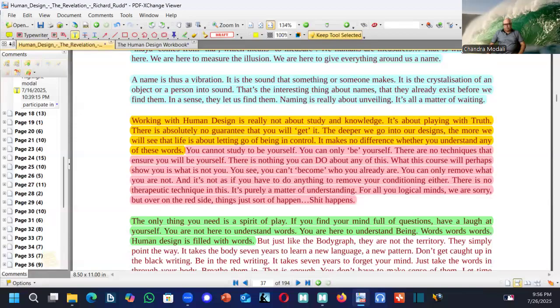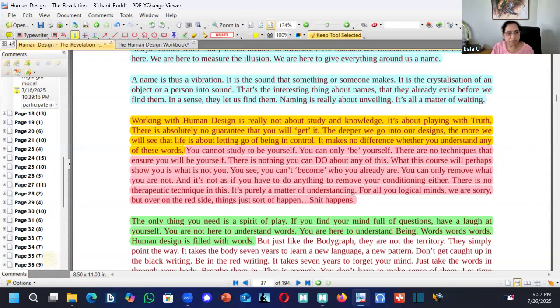Working with the human design is really not about study and knowledge. It is about playing with the truth. There is absolutely no guarantee that you will get it. The deeper we go into our designs, the more we will see that life is about letting go of being in control. It makes no difference whether you understand any of these words. You cannot study to be yourself. You can only be yourself. There are no techniques that ensure you will be yourself.